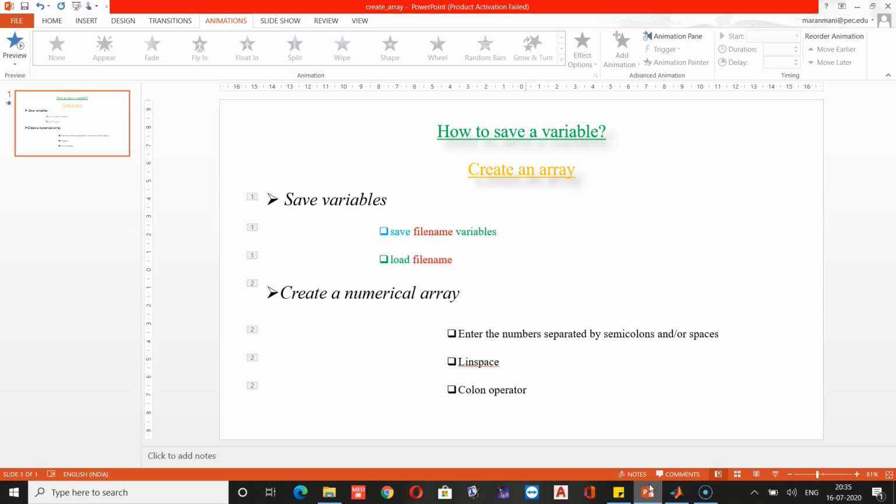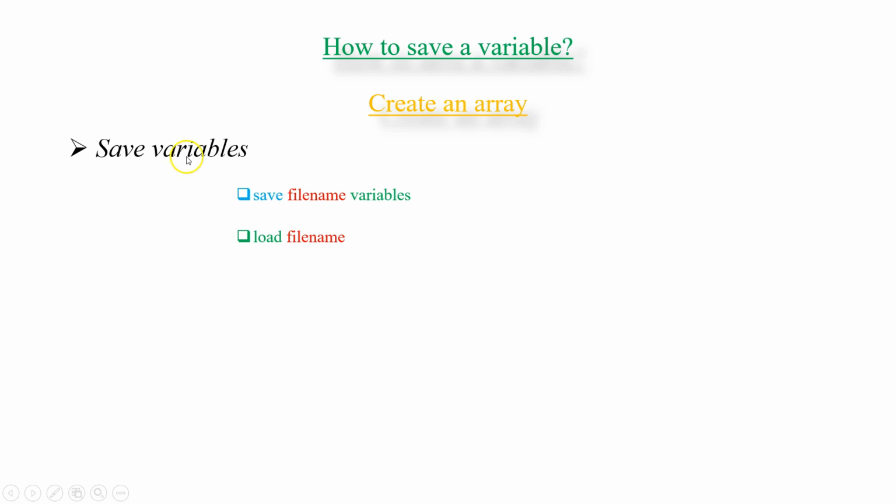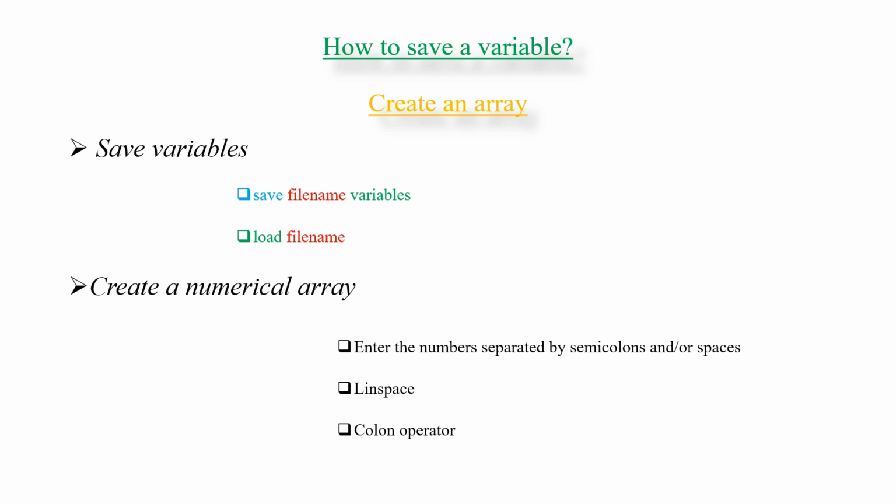We will just see what we have learned from this. First, we have learned how to save variables that we type in the command window for later use. And then we have seen how to create a numerical array just by entering the numbers as such. The second way is linspace, and the third one is using the colon operator. All right, thank you.